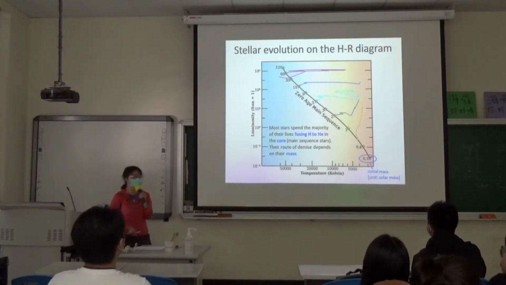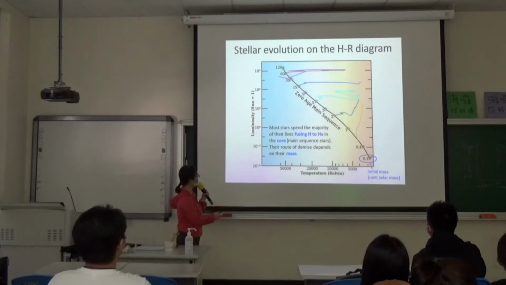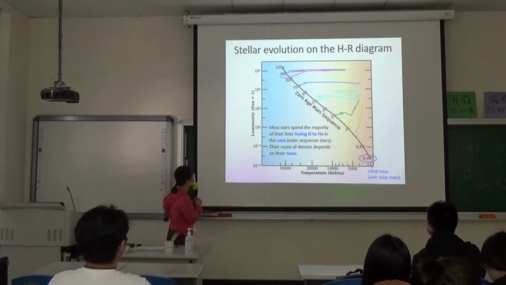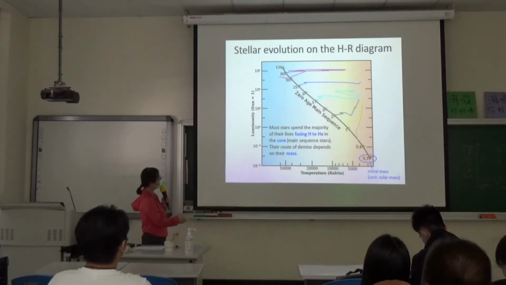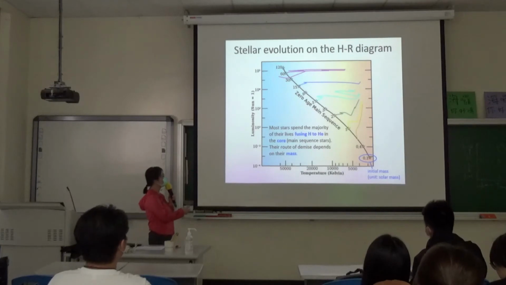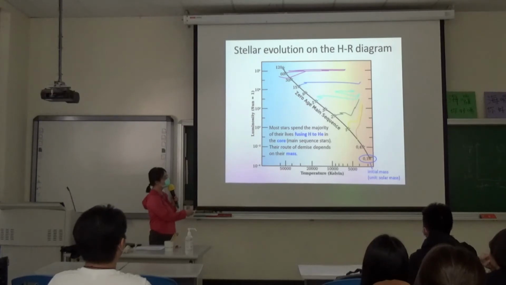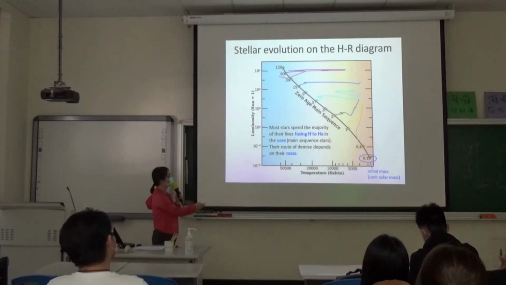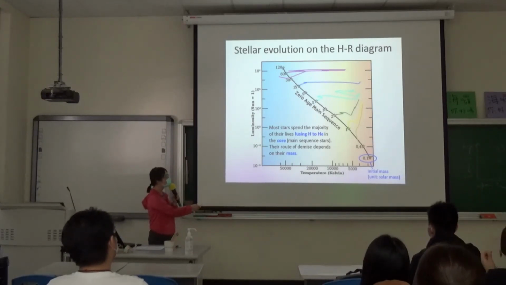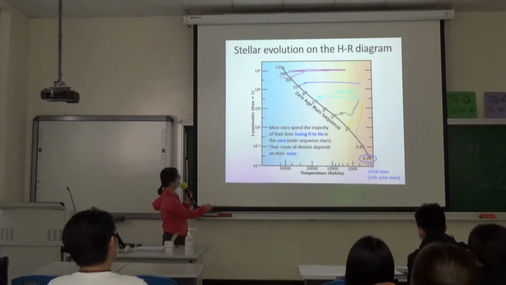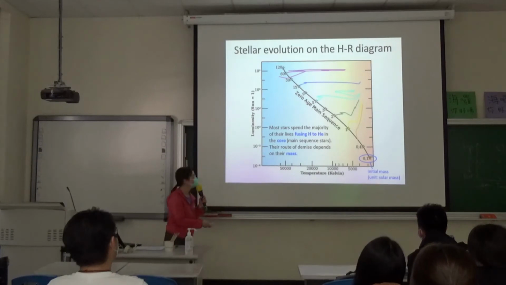Okay. Now we go back to the HR diagram. So now we will talk about the life history of stars of different sizes. Most stars will spend most of their lives fusing hydrogen to helium in the core. That is called a main sequence star, 主序星带. What they are doing is fusing hydrogen to helium, and their fate, 命运, the fate of demise, depends on their mass.